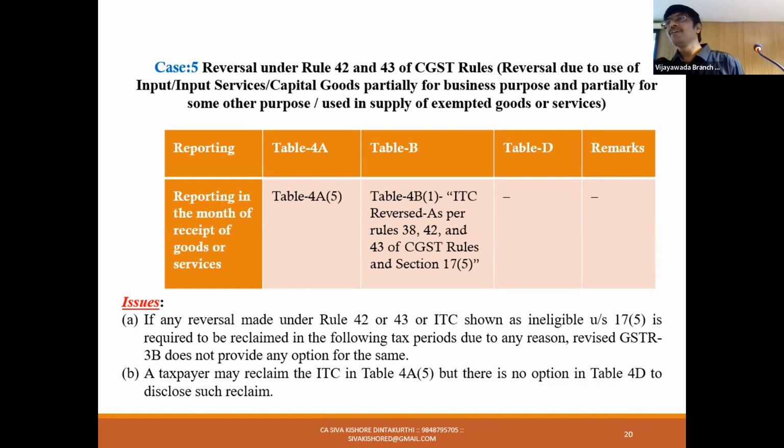If you have reversed in 4B2 only, you show it in 4D1. You have already reversed in 4B1, saying it as a permanent reversal, but the government has forgotten a permanent reversal may also have a temporary availment at the tail end of the financial year. There is no answer. Revised 3B doesn't have the option to disclose re-availment of recalculation, true up revision of rule 42, because you avail only in all other ITC 4A5, but you cannot disclose in 4D1 because earlier you have not reversed in 4B2. You have reversed only in 4B1.